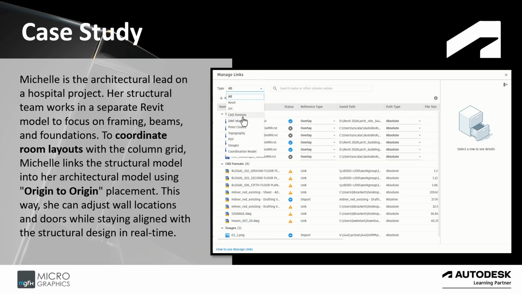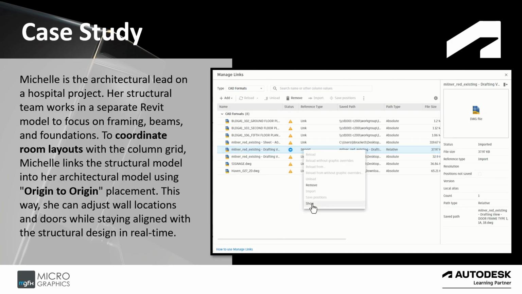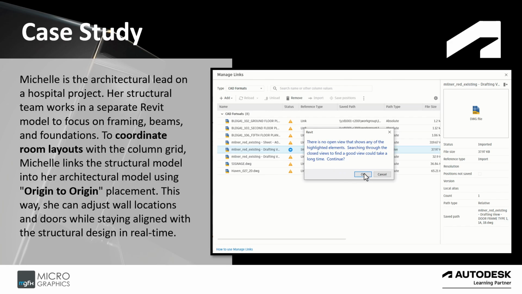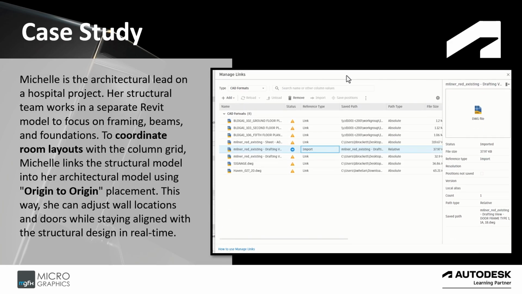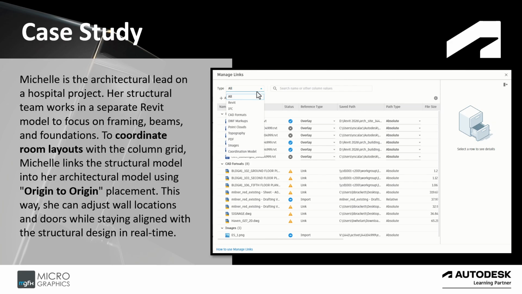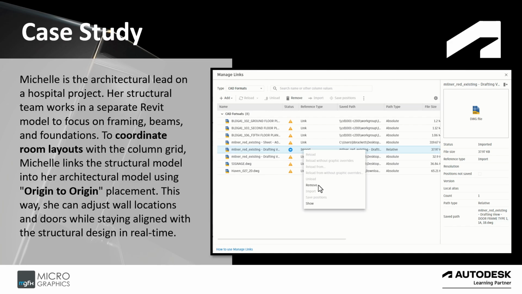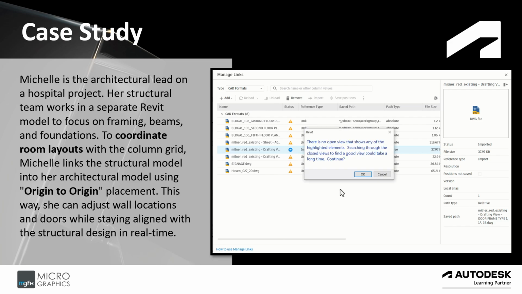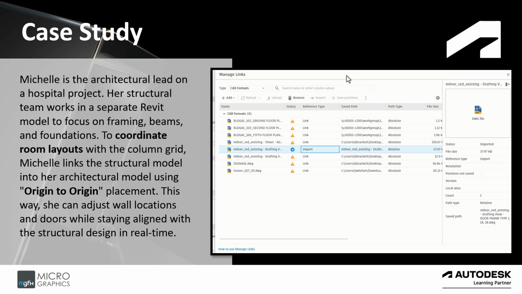So as an example, a case study: Michelle is an architectural lead on a hospital project. Her structural team works in a separate Revit model to focus on framing, beams, and foundations. To coordinate room layouts with the column grid, Michelle links the structural model into her architectural model using origin to origin, the auto placement. This way, she can adjust the wall location and doors while staying aligned with the structural design in real time.